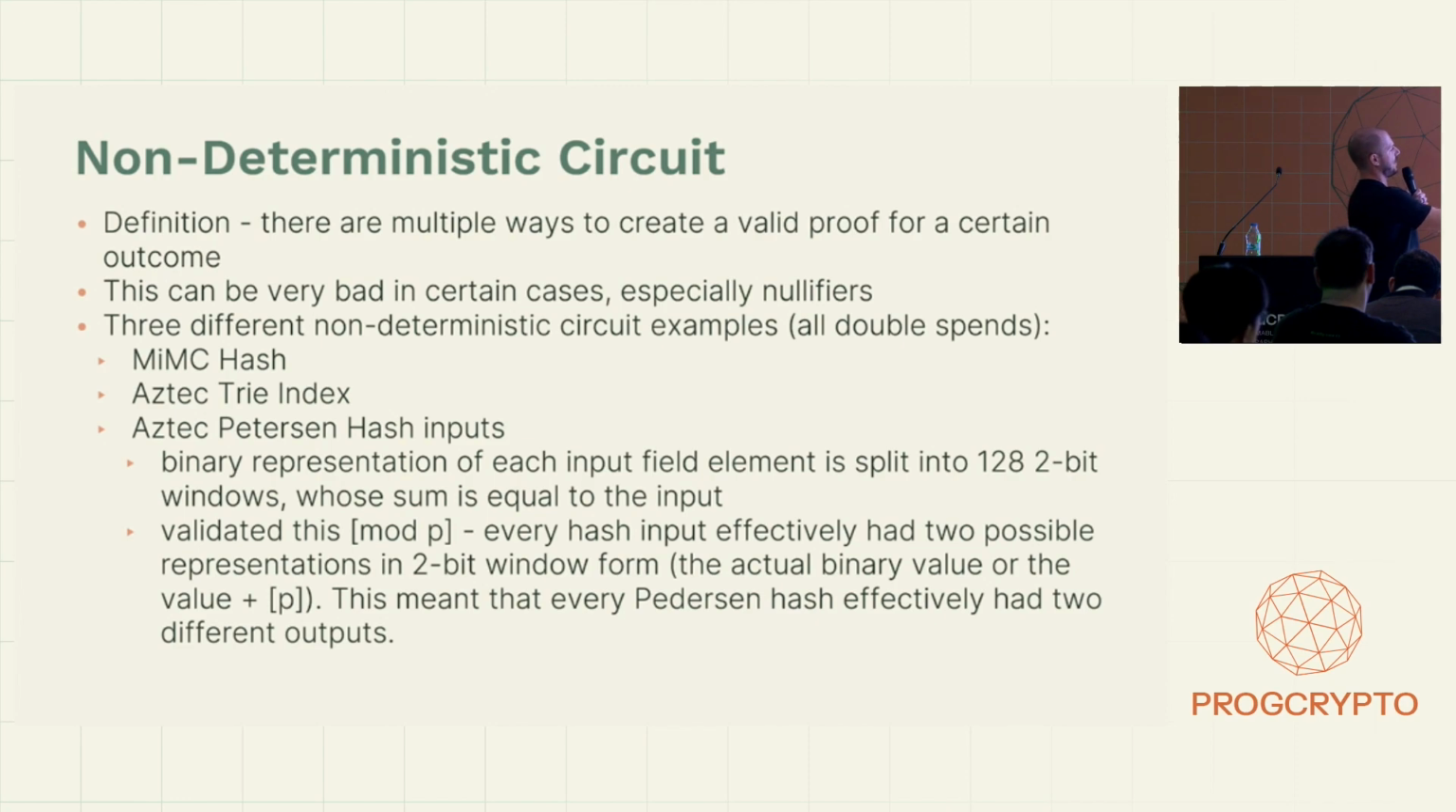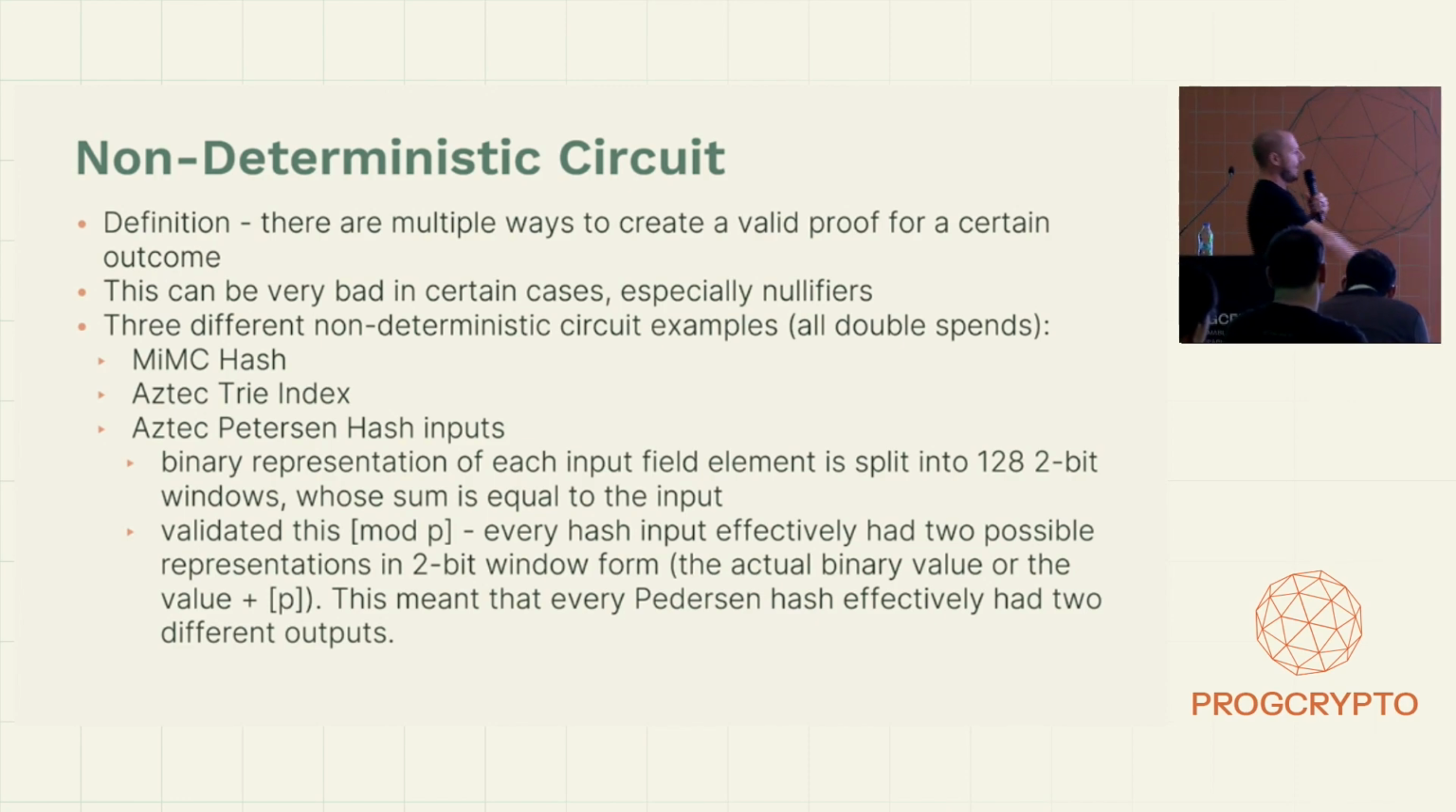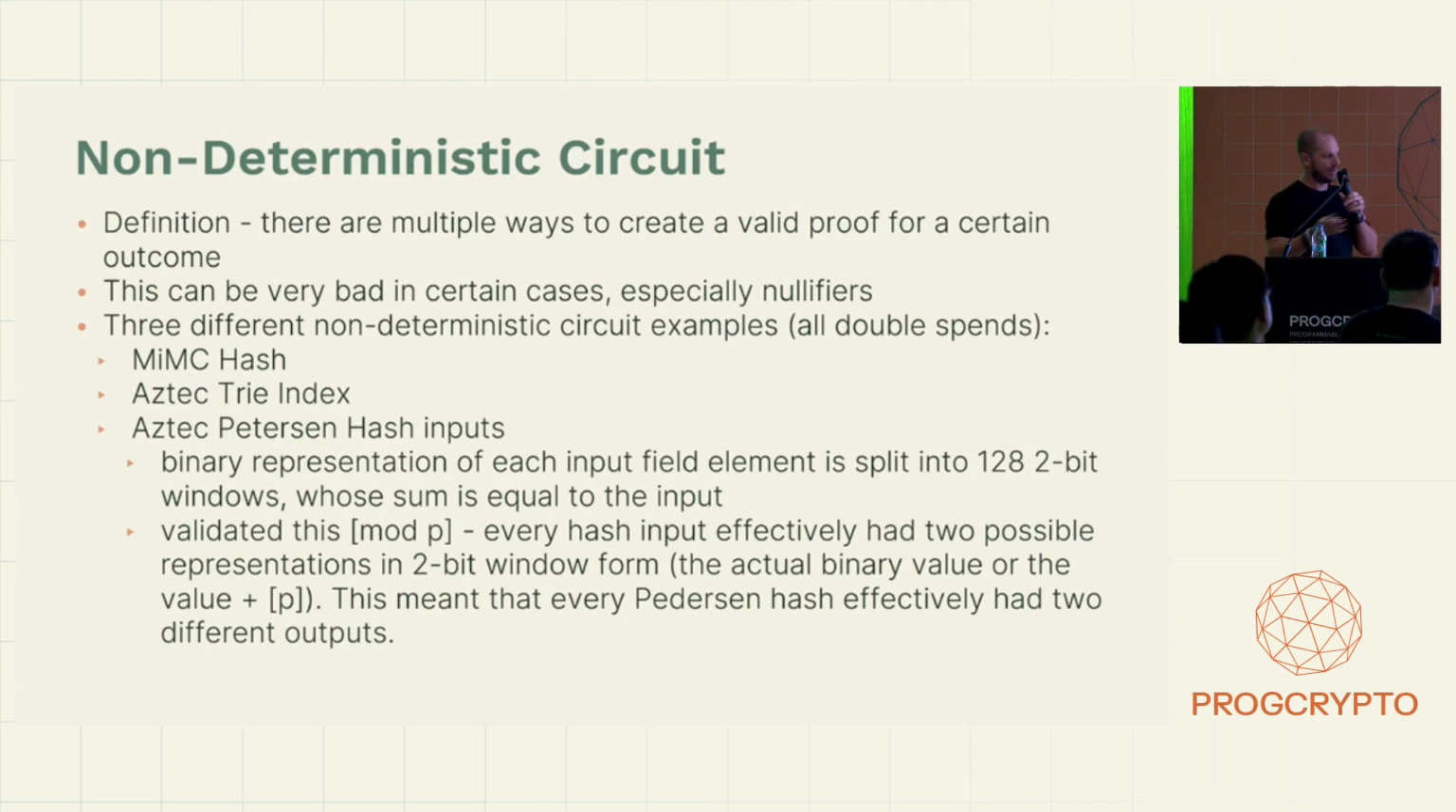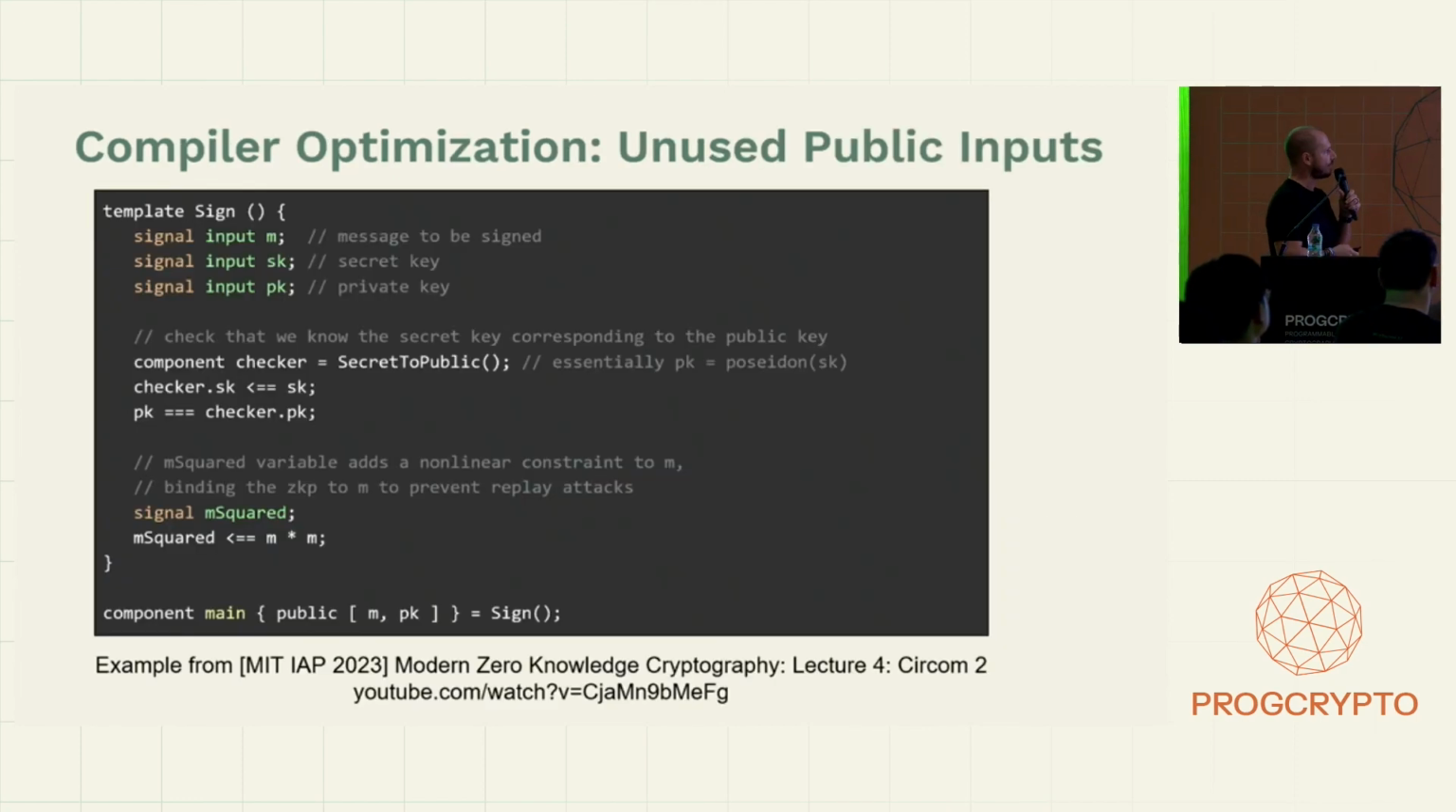So the MIMC hash, the Aztec tree index I've already mentioned. There's also this Aztec Pedersen hash input. This also can allow a double spend, although it would have been tricky to pull off because it basically expands the set of possible inputs that you could give to get a valid output nullifier, right? Compiler optimization, unused public inputs.